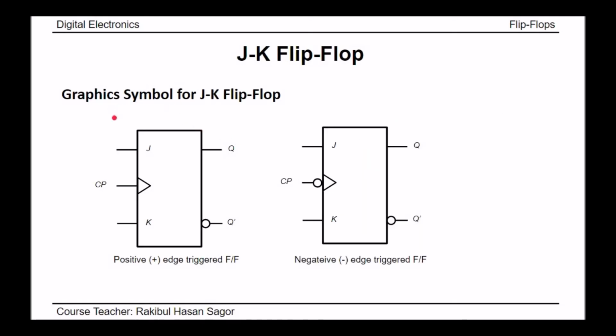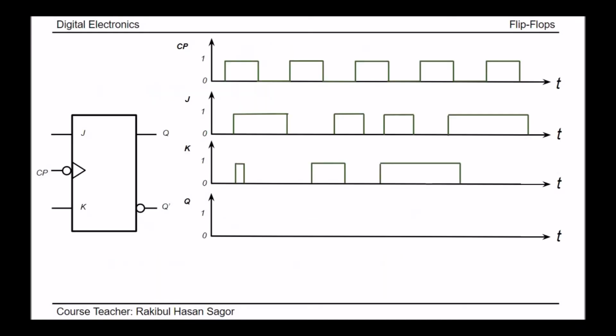In this slide we can see graphic symbol for positive edge triggered flip-flop and graphic symbol for negative edge triggered JK flip-flop. In negative edge triggered JK flip-flop, we have a bubble at the input side of the clock pulse. Things will be more clear if we draw a timeline diagram for these types of JK flip-flops.